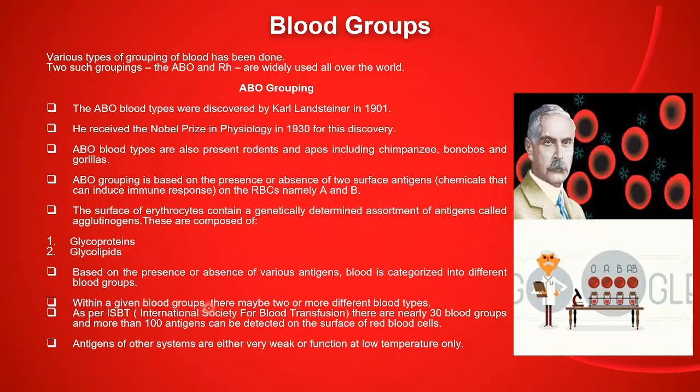Within a given blood group, there may be 2 or more different blood types. As per the International Society for Blood Transfusion, there are nearly 30 blood groups and more than 100 antigens that have been detected on the surface of the RBCs.